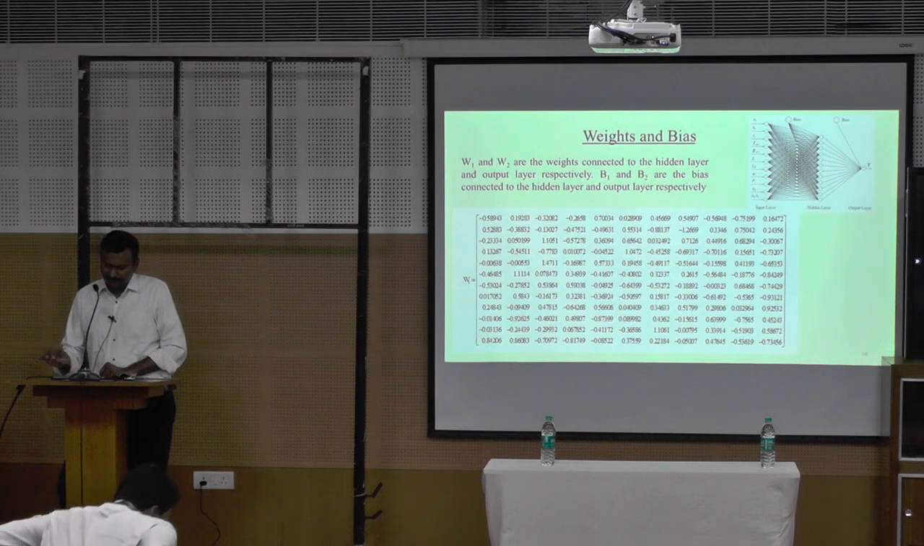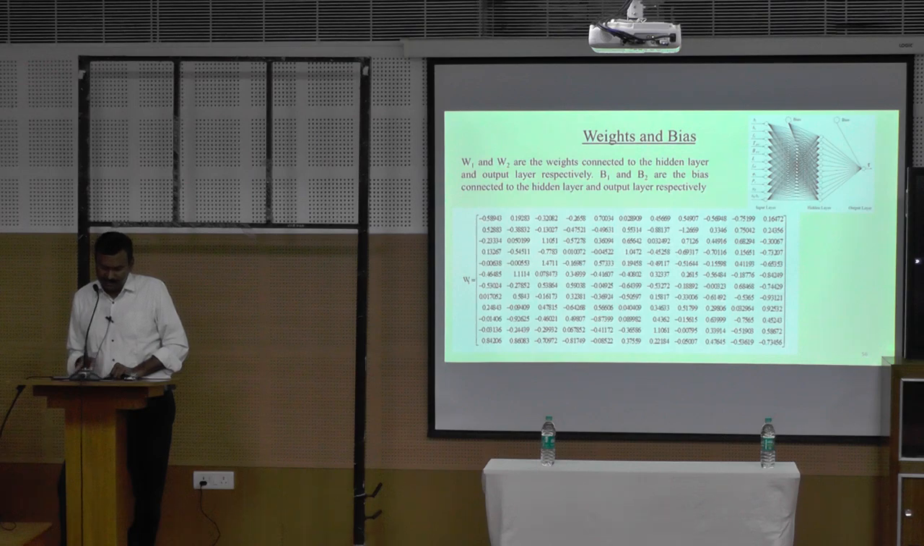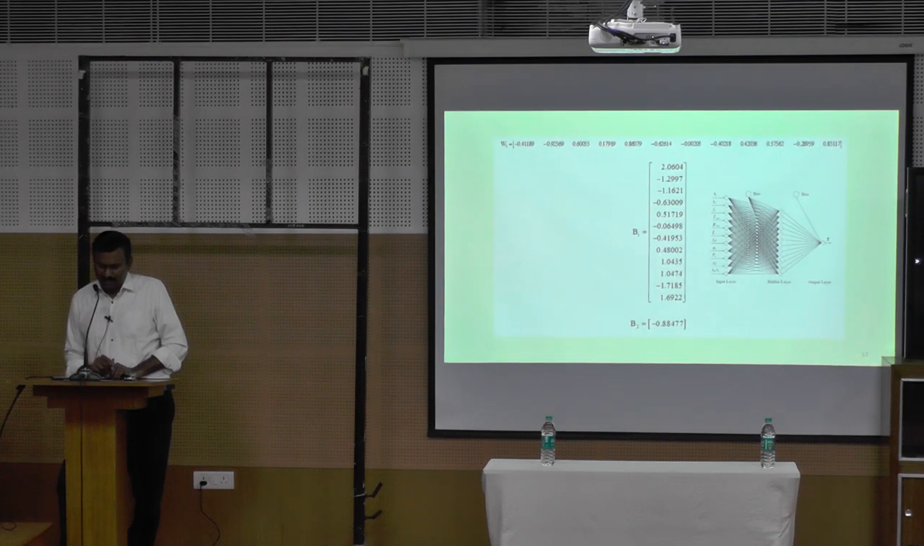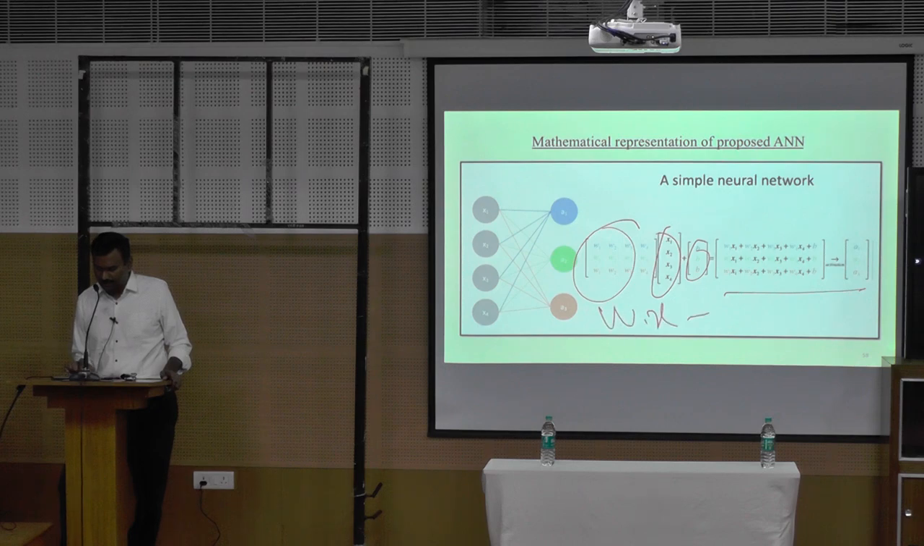Then this is my matrix. Mathematically I can get this weight W1, and B1 is a bias, B2 is another bias, simply. So my topology is like this: W1 X1 plus B equal to this. For example, W into X plus B equal to W1 X1 plus A1.